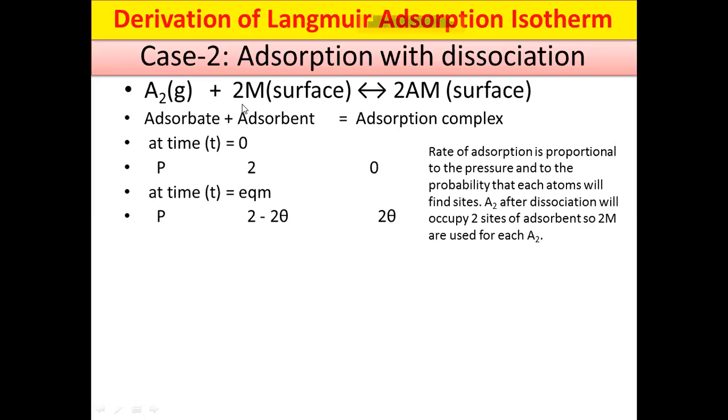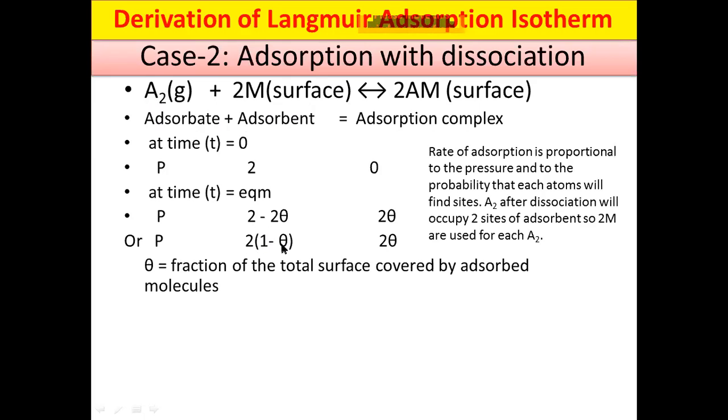So here, because there is the dissociation, two sites are going to occupy the one molecule. That's why it is written over here 2. In another case, you may also write, you can take 2 as a common, and what is left is 1 minus theta, and this is 2 theta. So this is the same case as we discussed in the first case.